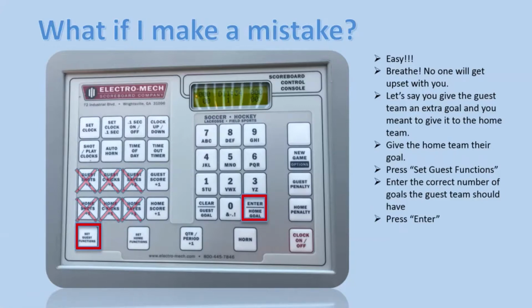And that's it. So one more time. Give the home team their score, and now you can reset the guest score. If they have 3 up there, but they only scored 2, hit set guest functions, the number 2, and then hit enter. And then their correct score will display up on the scoreboard. Easy peasy.